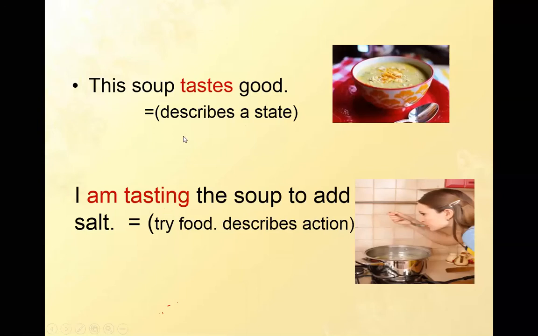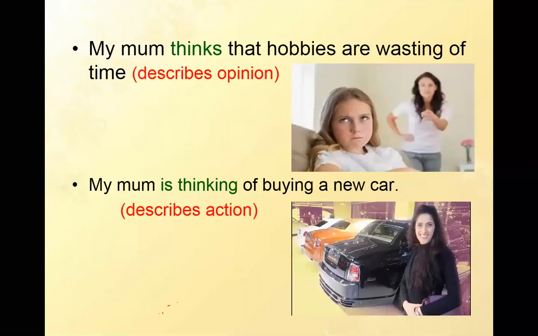So what is the difference between the first sentence and the second? The first, tastes, expresses present simple. It expresses a state or describes the taste of the soup. In the second sentence, we use the progressive or continuous tense, am tasting, to express an action. Which is the action? I'm trying the food. I'm doing this action. It will continue for a while and it will stop. Okay? Another example, my mom thinks that hobbies are a waste of time.